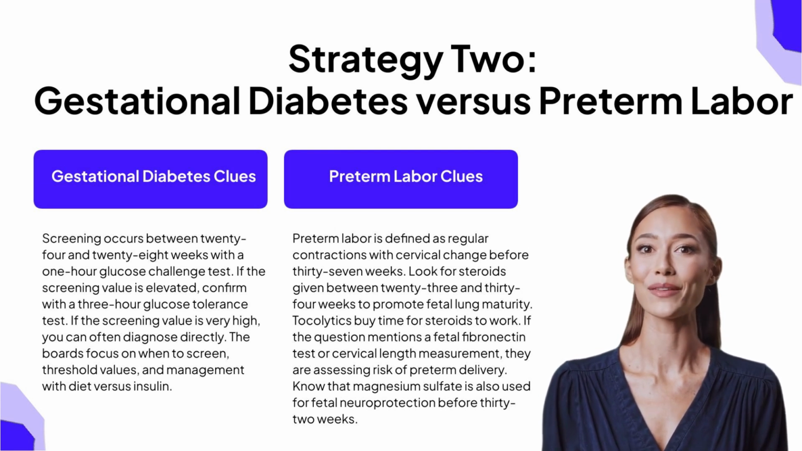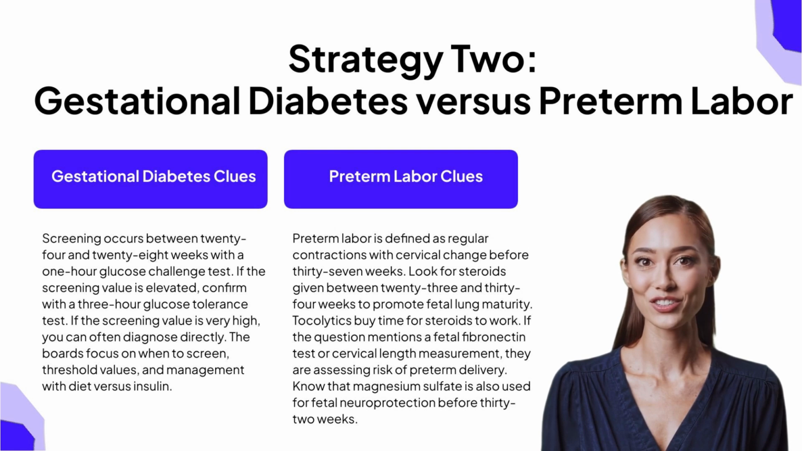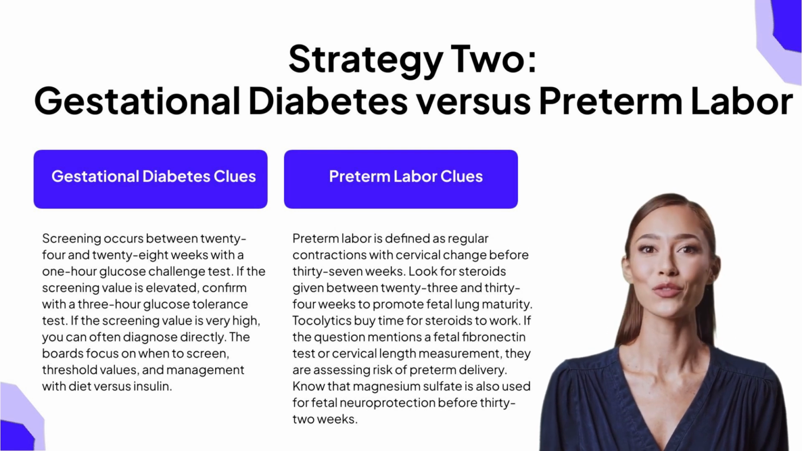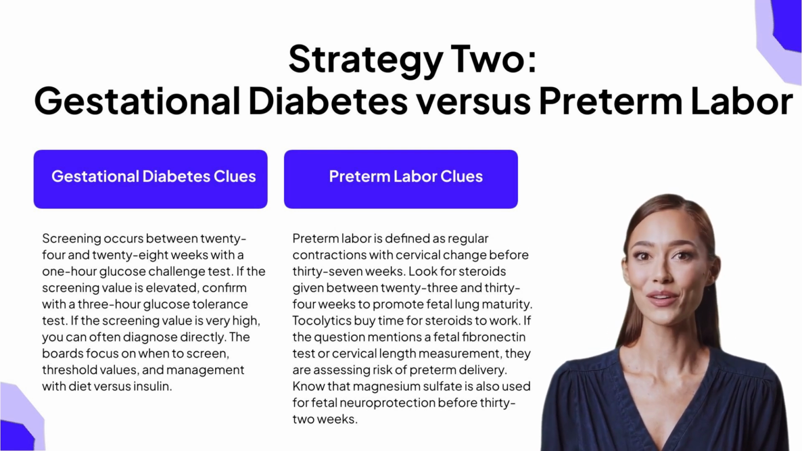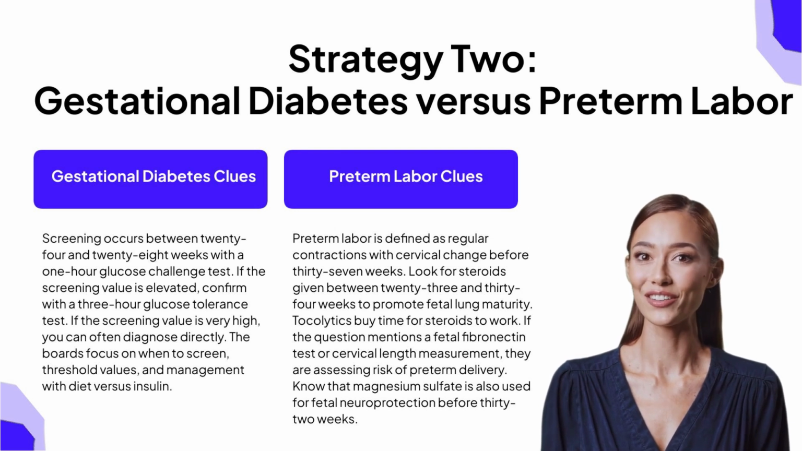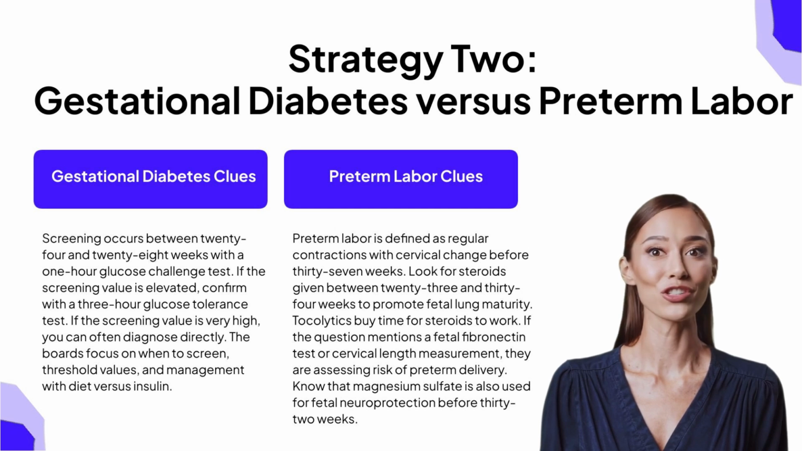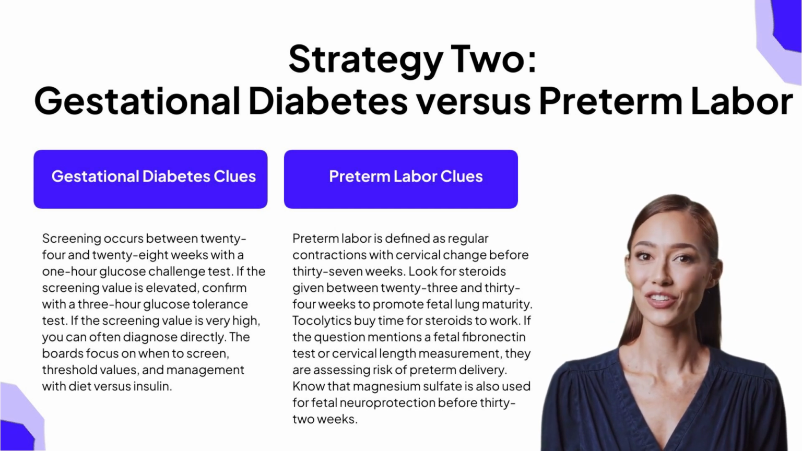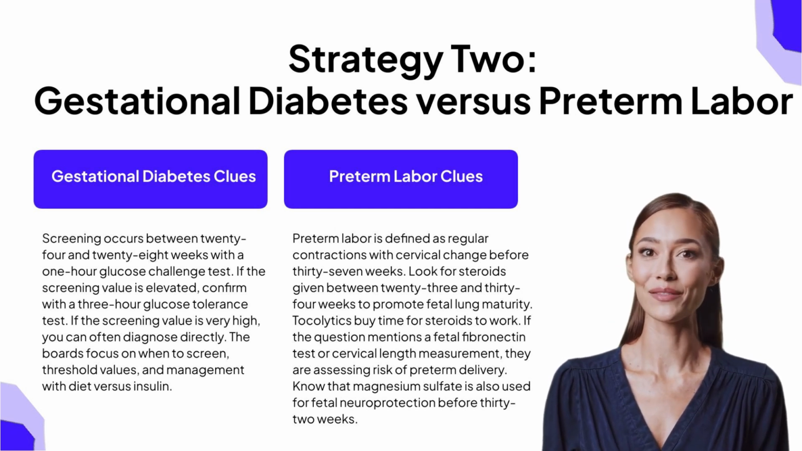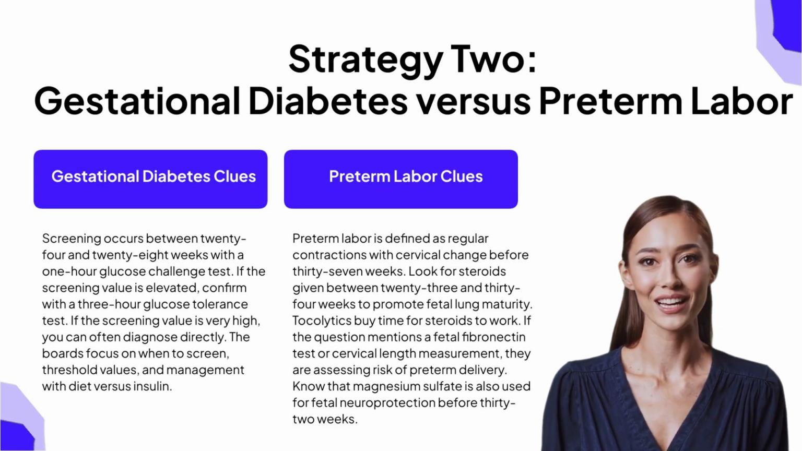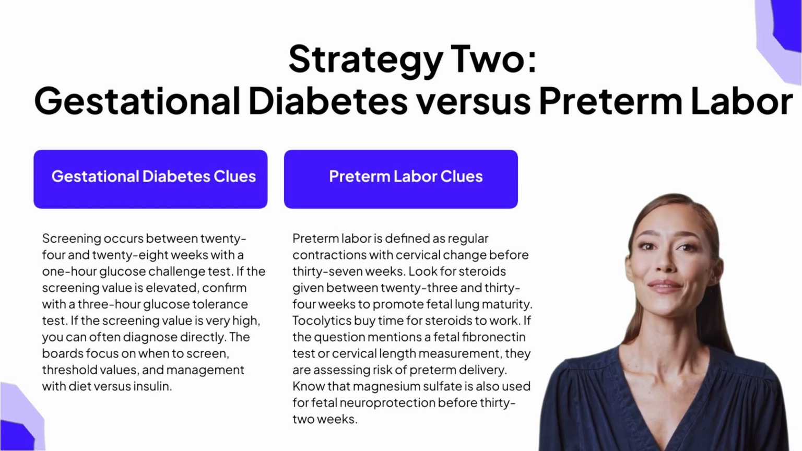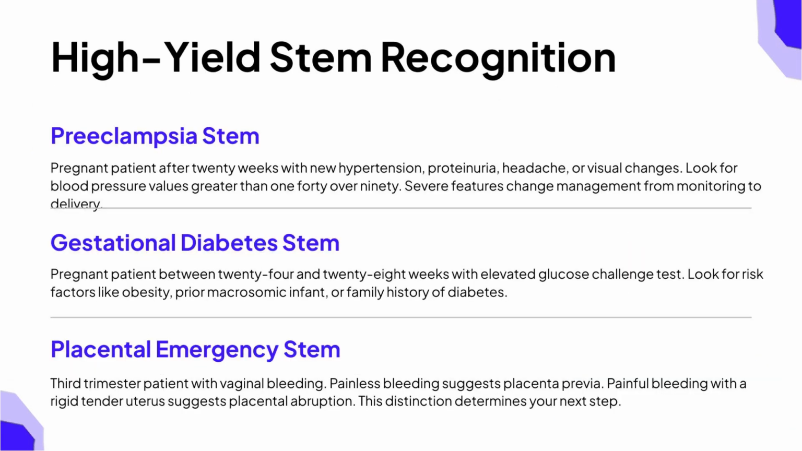For preterm labor, the key concept is regular contractions with cervical change before 37 weeks. The most important intervention is corticosteroids between 23 and 34 weeks for fetal lung maturity. Tocolytics buy 48 hours for the steroids to work. Magnesium sulfate before 32 weeks provides fetal neuroprotection. These are board favorites. Now let us go through high-yield stem recognition.